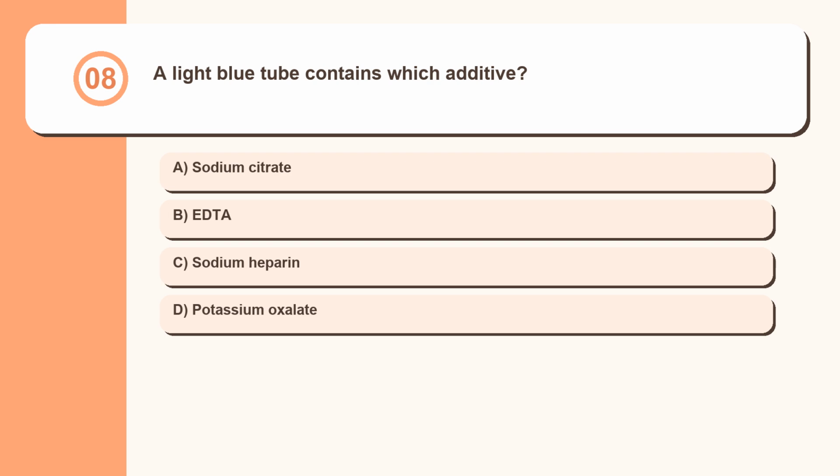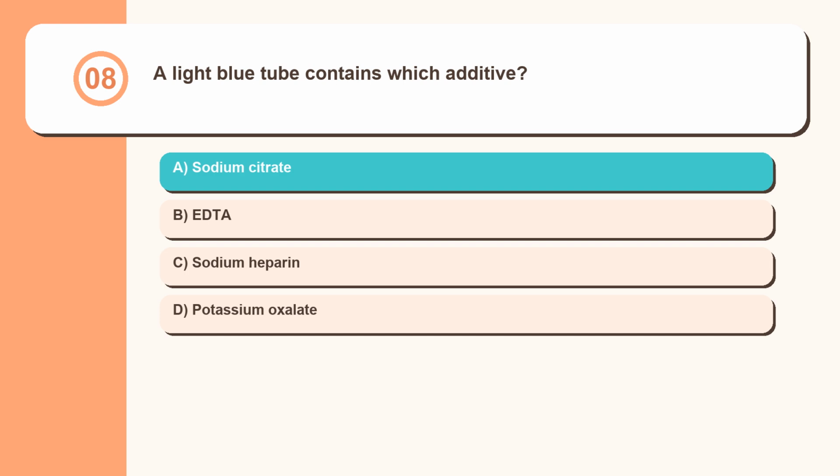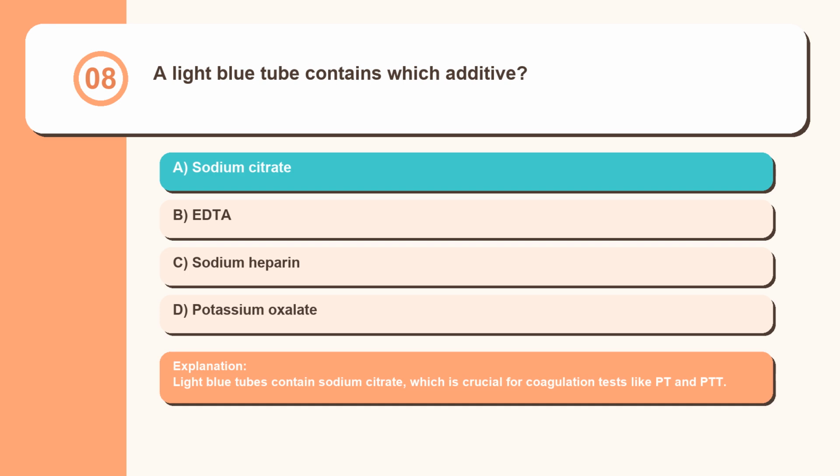Question 8. A light blue tube contains which additive? Sodium citrate, EDTA, sodium heparin, potassium oxalate. Light blue tubes contain sodium citrate, which is crucial for coagulation tests like PT and PTT.